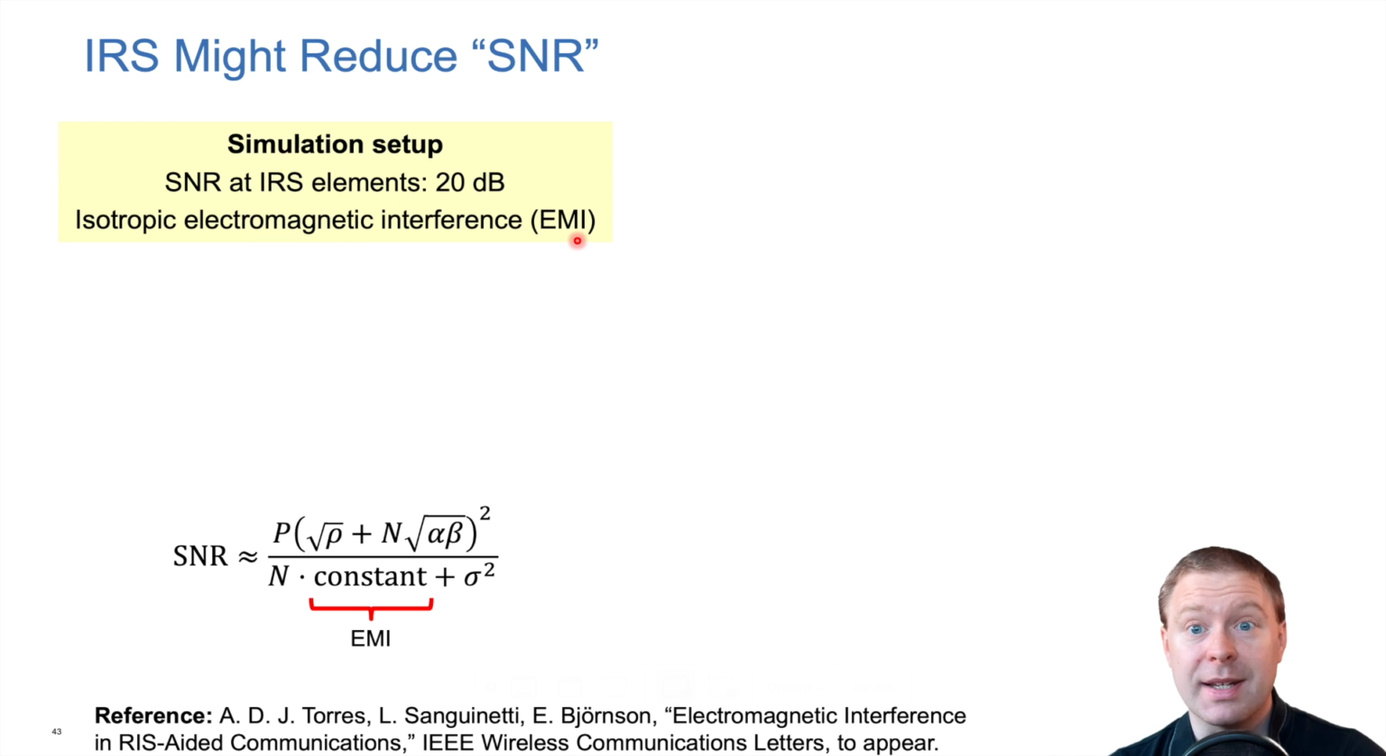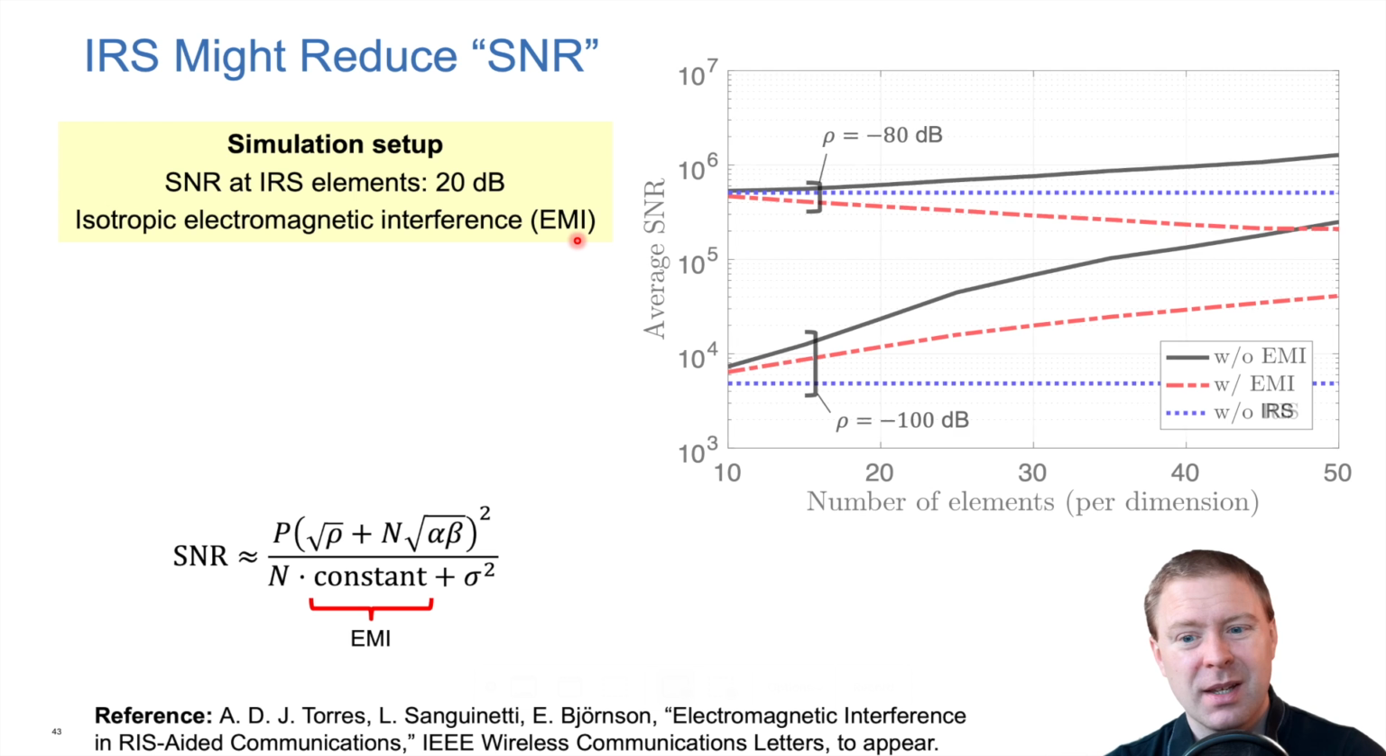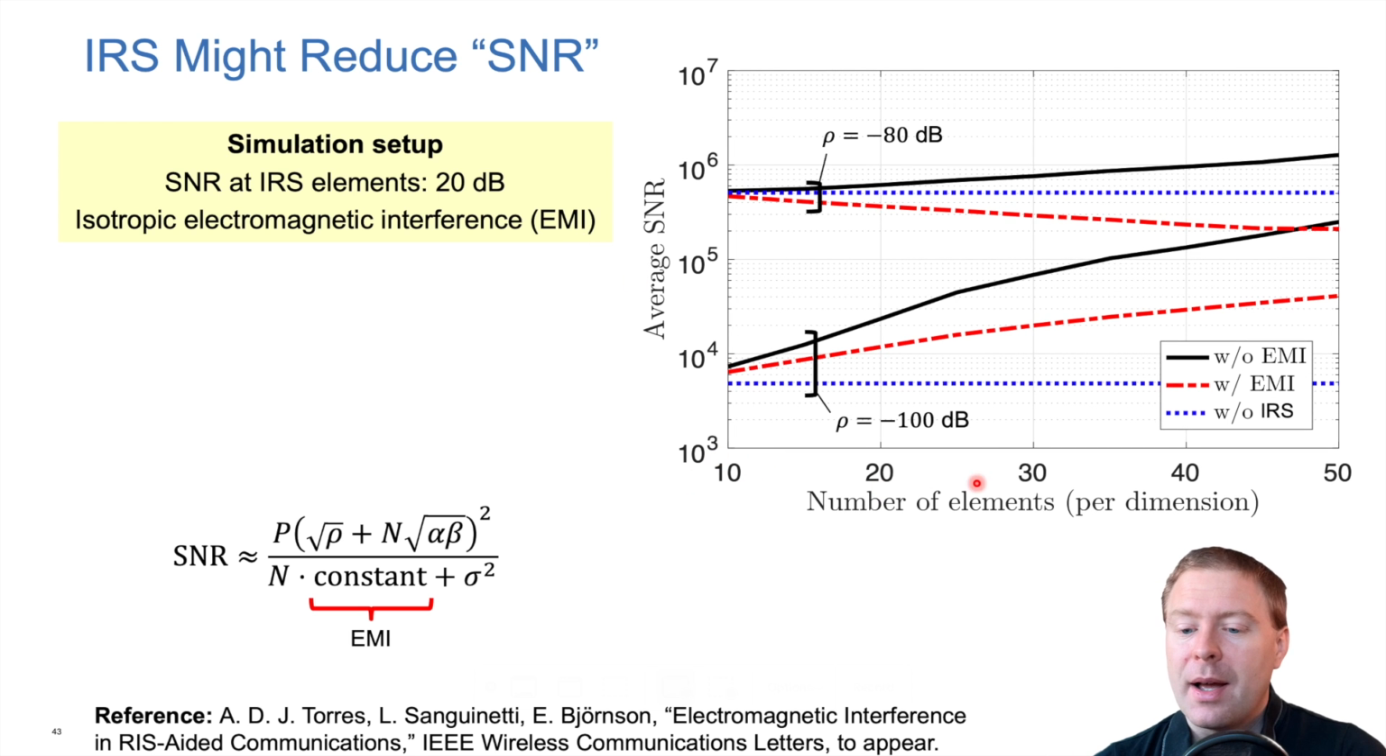So supposedly it shouldn't make any difference, right? Well, here is an example that it can make a difference. I'm showing the average SNR here over different randomness of the EMI. And I have different numbers of elements per dimension in my square-sized IRS. So it's 10 by 10, or 20 by 20, or 30 by 30, and so on.